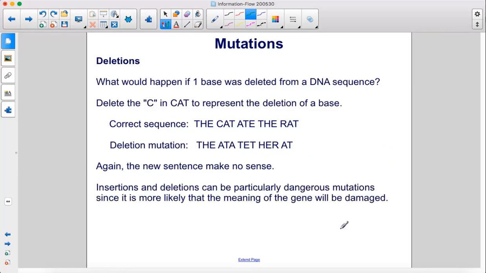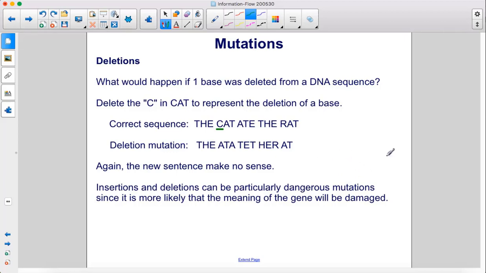Deletions. What would happen if one base was deleted from a DNA sequence? Delete the C in cat to represent the deletion of a base. The correct sequence, the cat ate the rat. Deletion mutation, the at ate the rat. So see, now the C is missing. Again, the new sentence makes no sense. Insertions and deletions can be particularly dangerous mutations, since it is more likely that the meaning of the gene will be damaged.